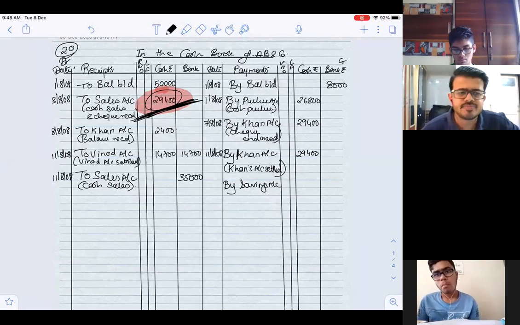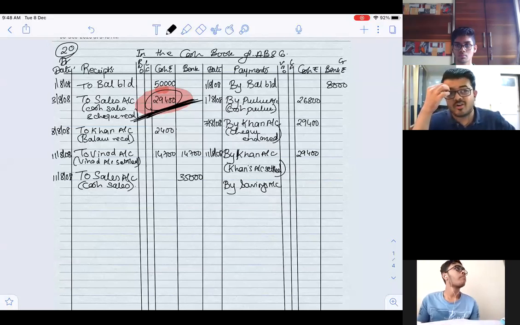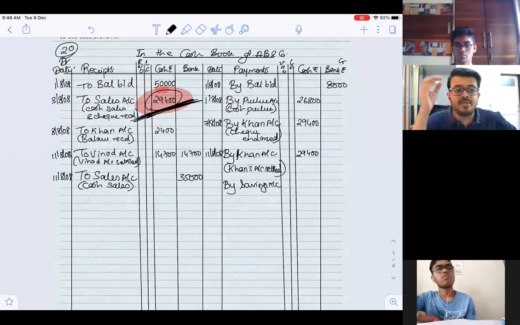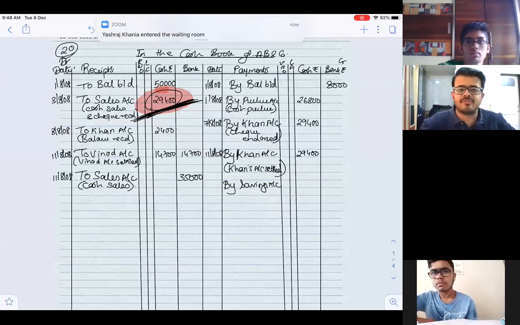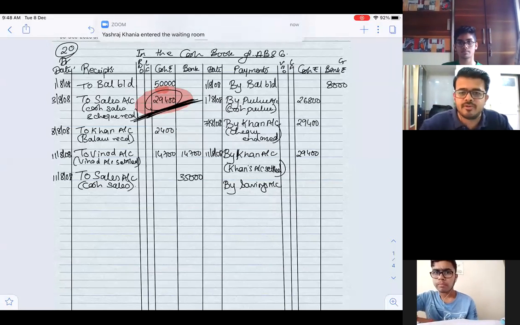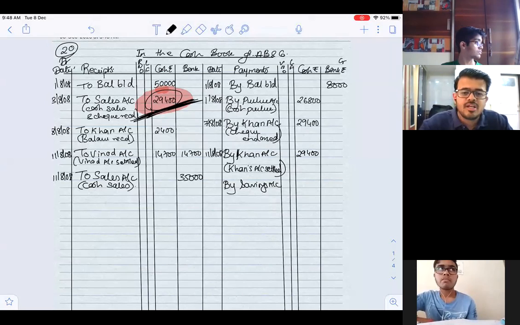Got it? What is the difference between FD and savings? In FD, withdrawals are not allowed. The money stays for a fixed period, 1 year, 1.5 years, 2 years. In savings, you can withdraw the money n number of times. Is that clear?